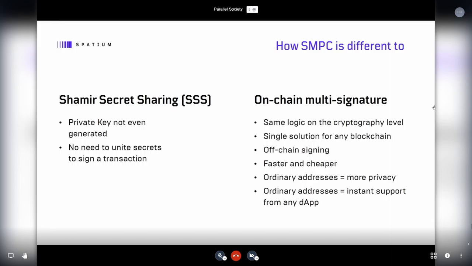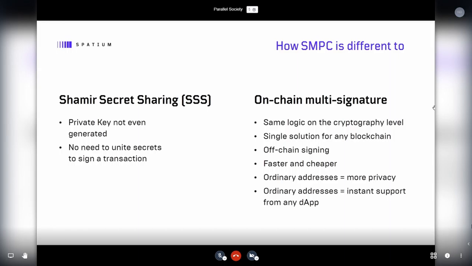In opposite to this, when you sign a transaction with the SMPC protocol, your secrets never meet each other. Comparing SMPC and on-chain multi-signature, from the business logic point of view, it's the same, but based on different technologies. On-chain multi-signature works on the layer of blockchain, and SMPC works on the cryptography layer. What are the benefits of the second option? Firstly, you sign transactions off-chain, so it's obviously faster and cheaper.